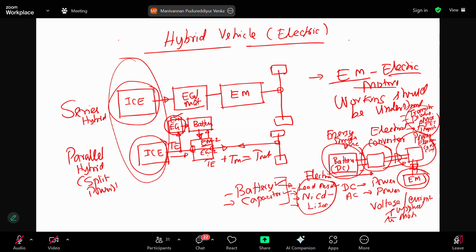Then converters. We call this DC to DC, DC to AC. There are two types of converters. We are going to see how they work, what you use, how to design, and so on. And then the final is the electric motor. We are going to talk about electrical motors.